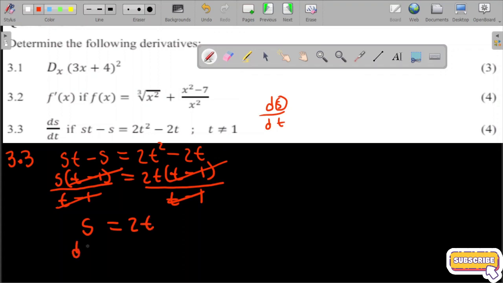Remember, I'm deriving ds with respect to dt, so I'm going to be deriving this, which is just my answer, going to be 2. I hope you saw everything and you understood everything. This was my 3.3.